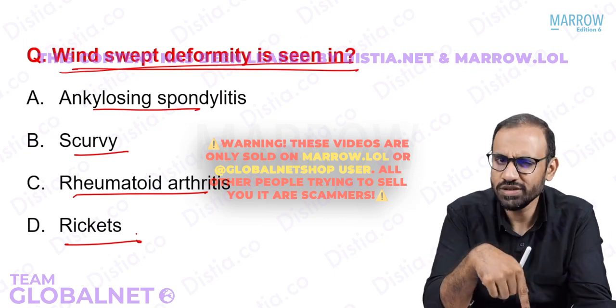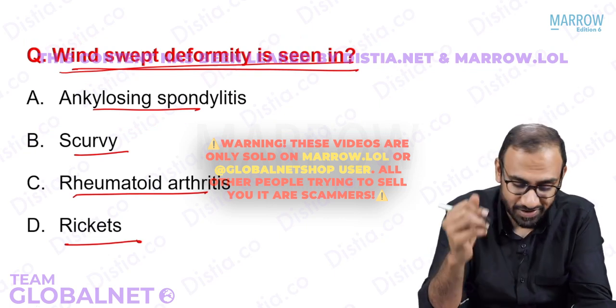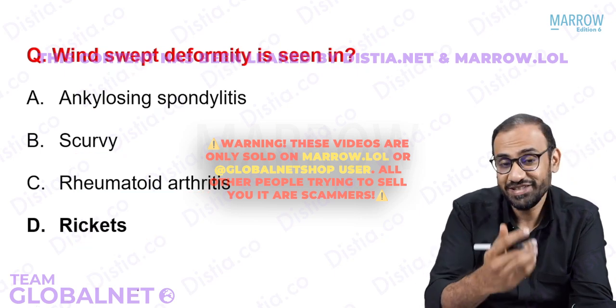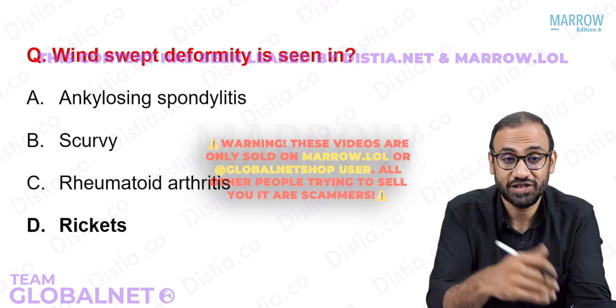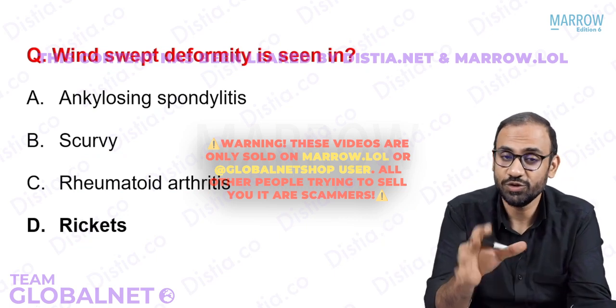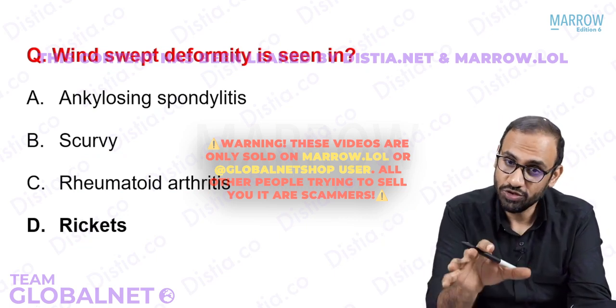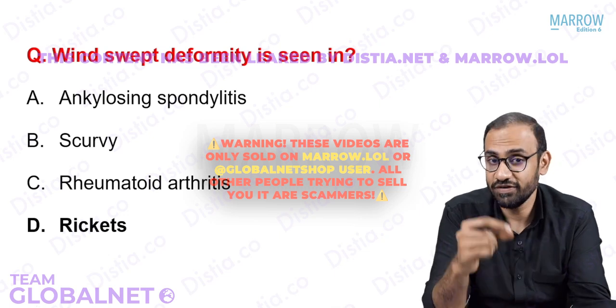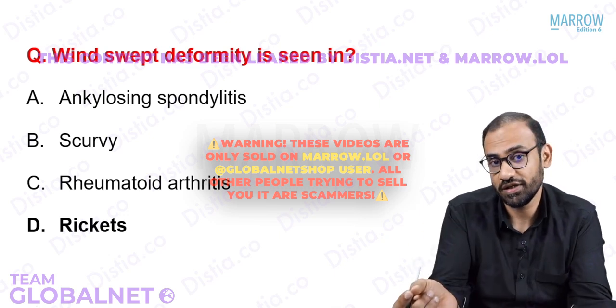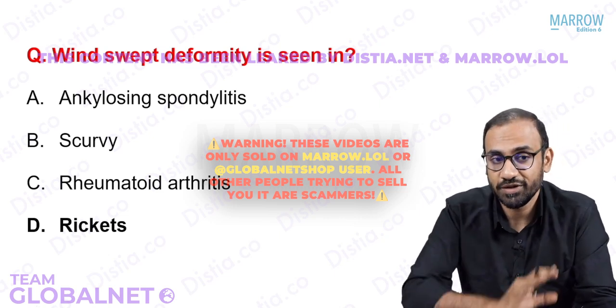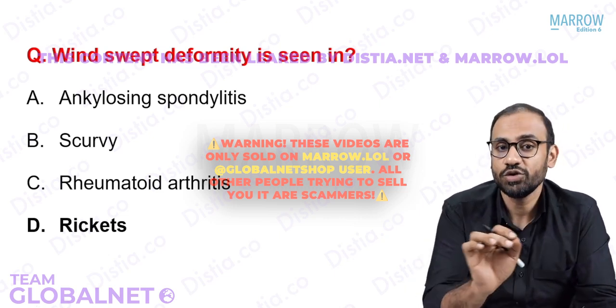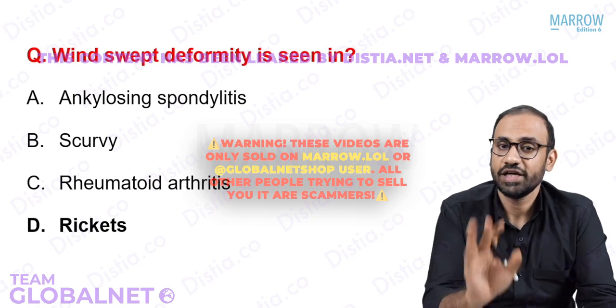Windswept deformity is seen in ankylosing spondylitis, scurvy, rheumatoid arthritis, rickets. Did we just do this question or is it a new one? The answer here is rickets, friends, because I am asking you windswept deformity. I am not asking you whether in adults or children. Windswept deformity usually occurs in the knee, and the most common cause is rickets. If they specifically mention adults, then you can say rheumatoid arthritis, or you can mark rheumatoid arthritis if rickets is not given in the options. But the most common cause of windswept deformity of the knee is rickets only.